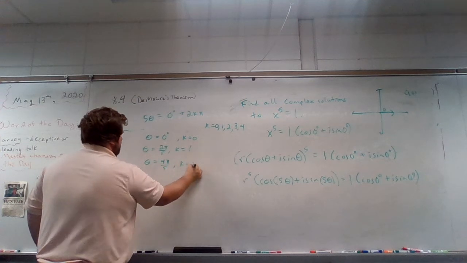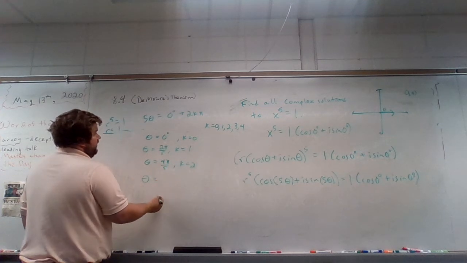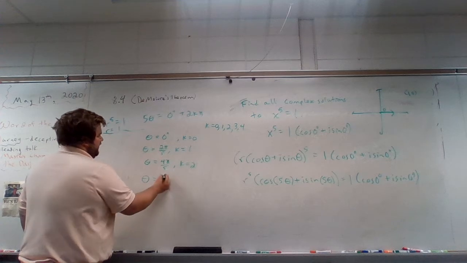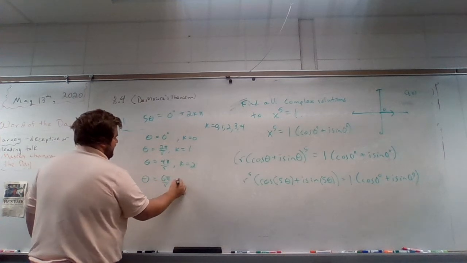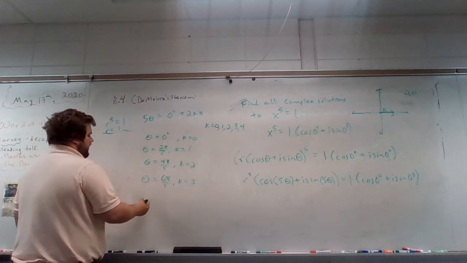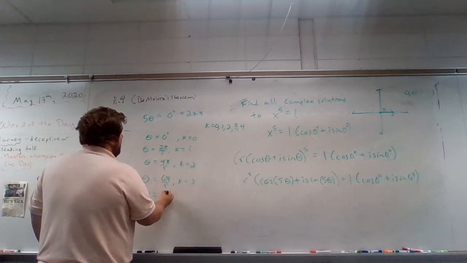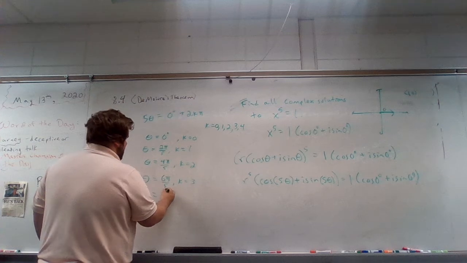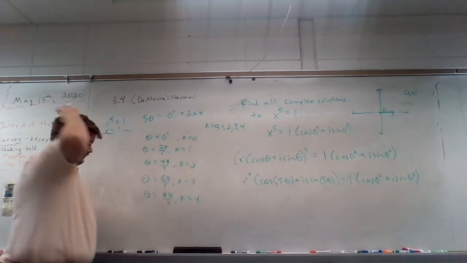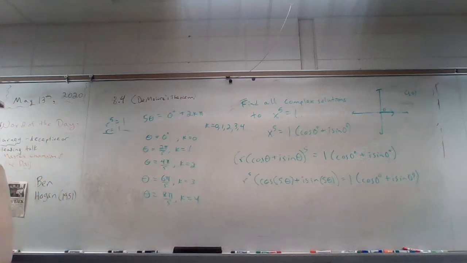Theta is 6 pi over 5 if k is 3, and theta is 8 pi over 5 if k is 4. And r is 1 on all of those.